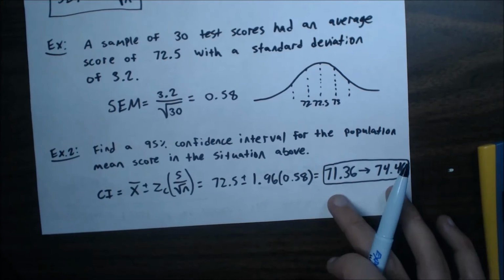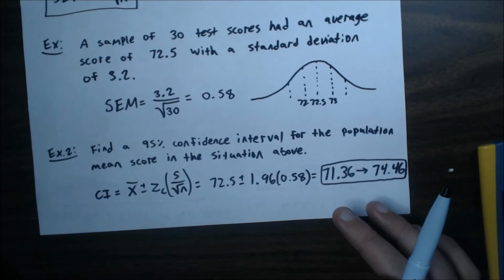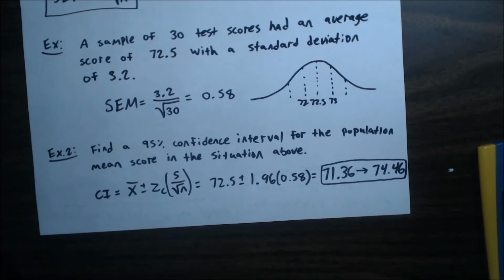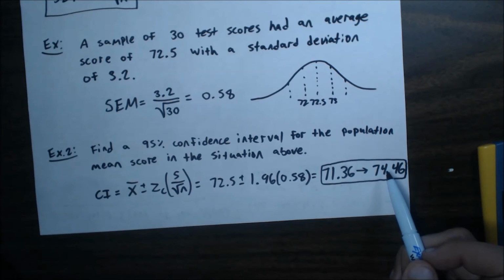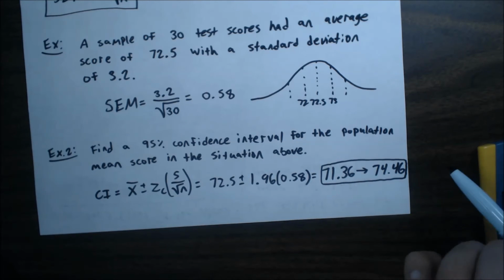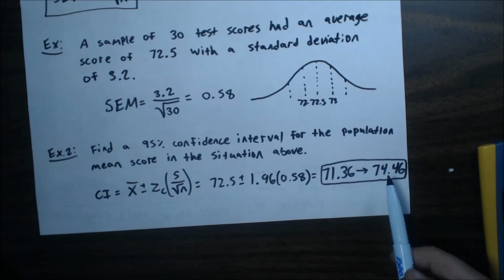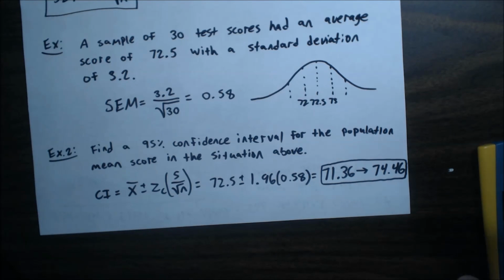Okay. So what I'm saying here is I'm 95% confident that the actual mean of all the test scores, not just these 30, but the actual mean of all the test scores is somewhere between 71.36 and 74.46. 95% confident. That means there's a 95% probability that I'm correct in saying it's between these numbers. Okay, there's only a 5% chance that the actual population mean is outside of these two numbers.